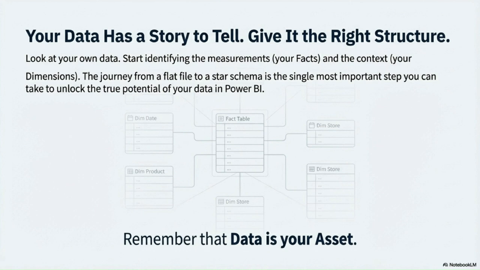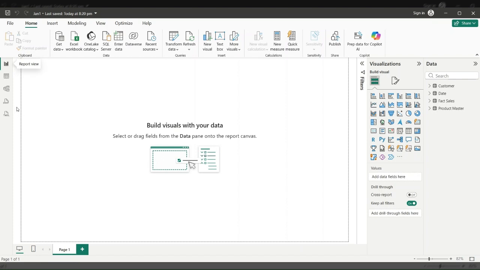Now that we have gone through the theoretical version, let's see a practical version. We have these four tables here: customer, date, a fact sales table, which I have just renamed to fact sales, and a product master.